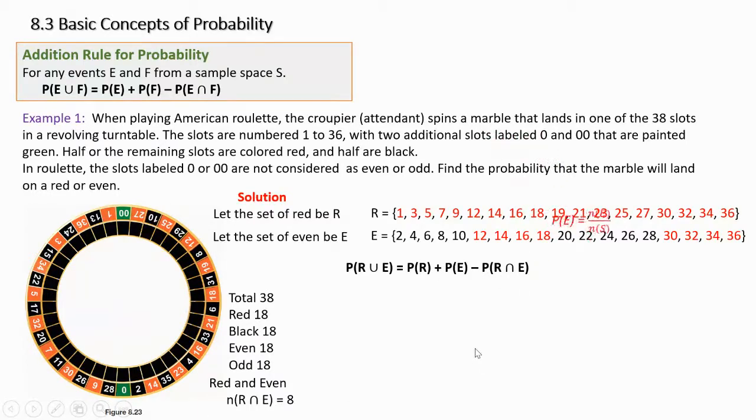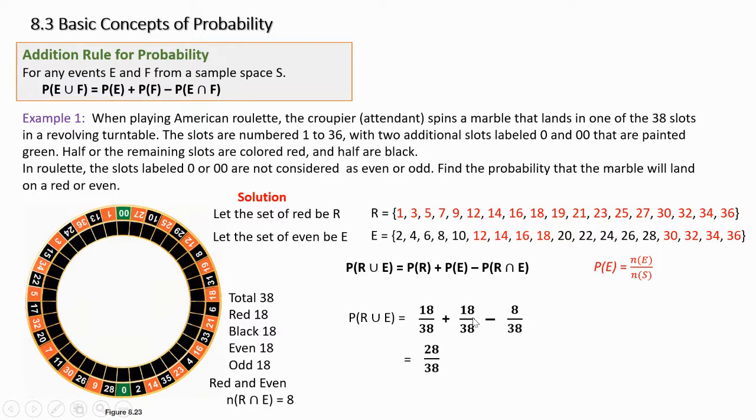Okay, so let's put everything down here. So the probability of the event is equal to the number of E over the number of S. So there's 18 red, we put them over 38 because there's 38 total. Plus, there's 18 even, so it's going to be 18 over 38, which will take care of the even. Minus the probability of red intersects even, right? Red and even is going to be 8 over 38.